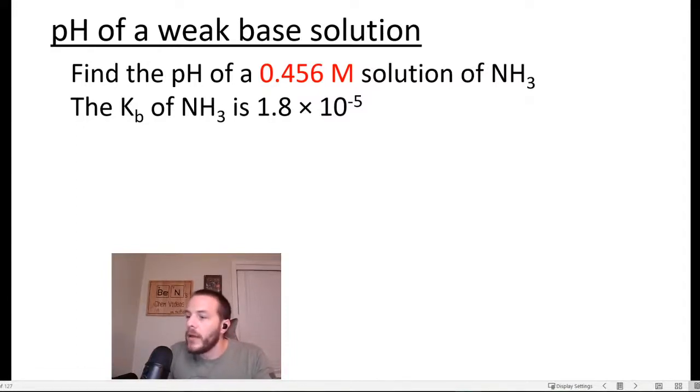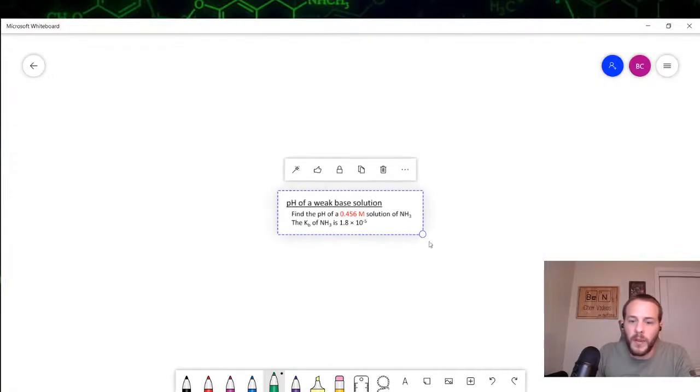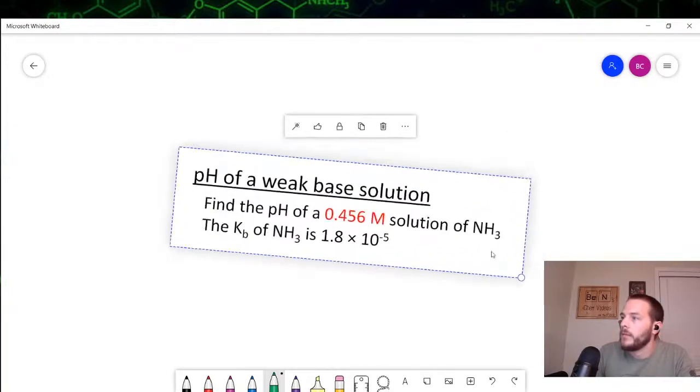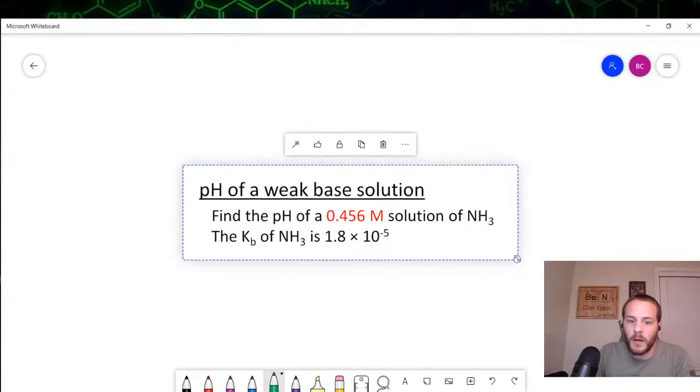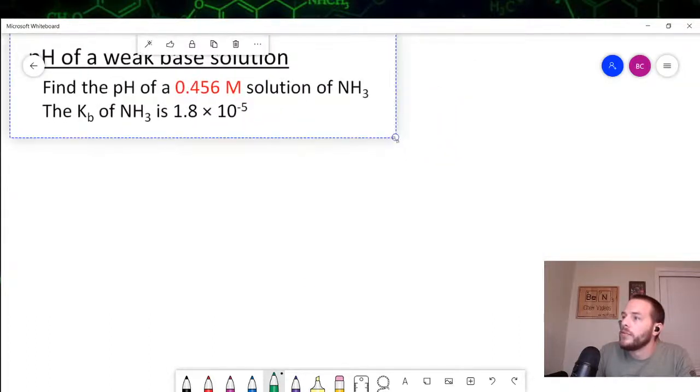So I'm going to go ahead and take you straight to the whiteboard once again, and I'm going to copy this problem here. Just a moment, let me find it. Copy this problem here, and we're going to find the pH of a weak base solution. So here we go. I just pasted it in there. Trying to give myself enough room here. There's going to be a lot of information here, right?